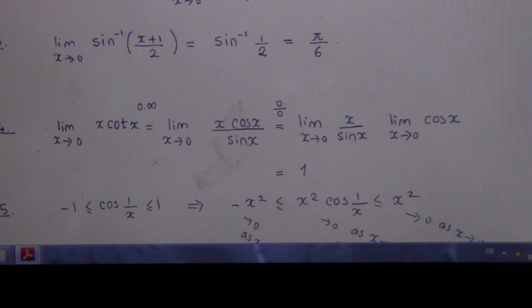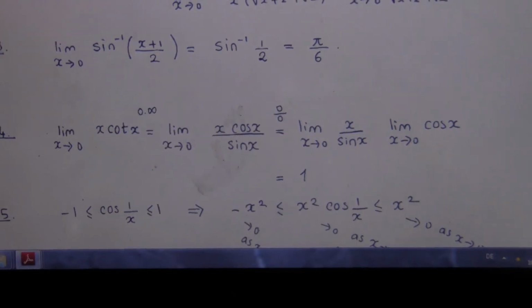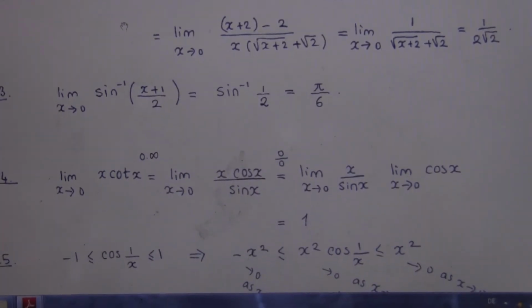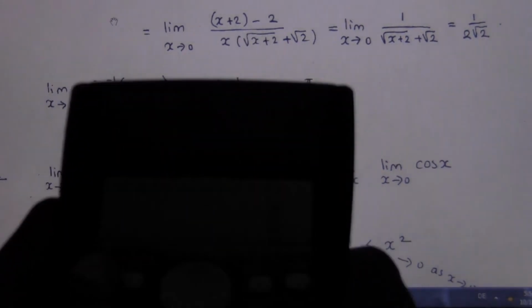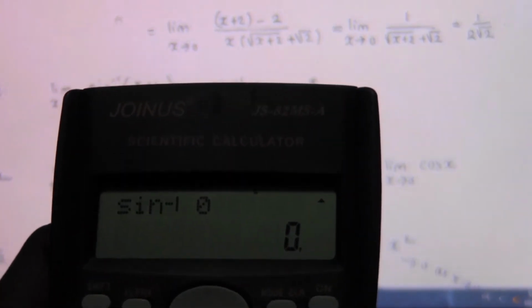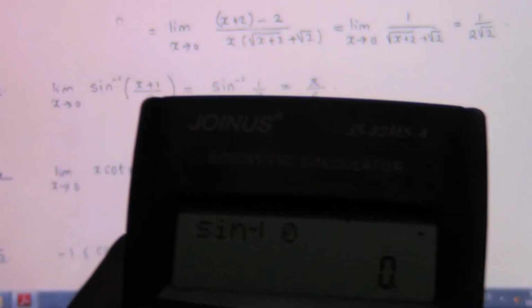Alright, next question. Sine inverse of x plus 1 over 2. If we put 0 in there right away, we get sine inverse of 0, and let's see what that will give us. Wow, sine inverse of 0 is equal to 0.